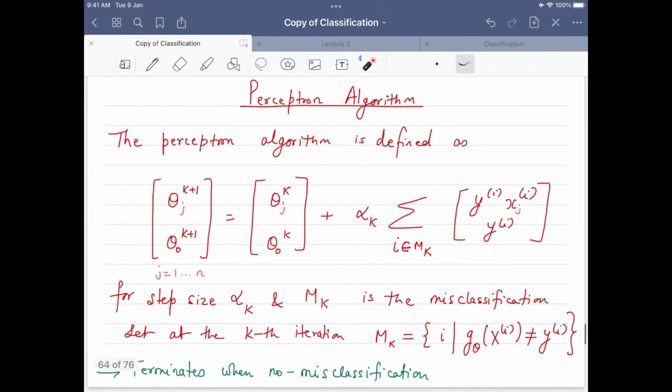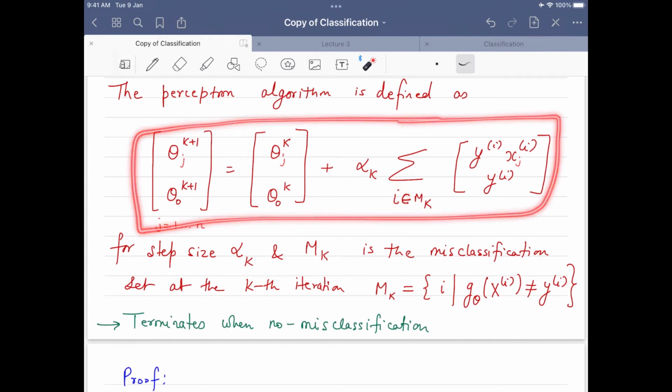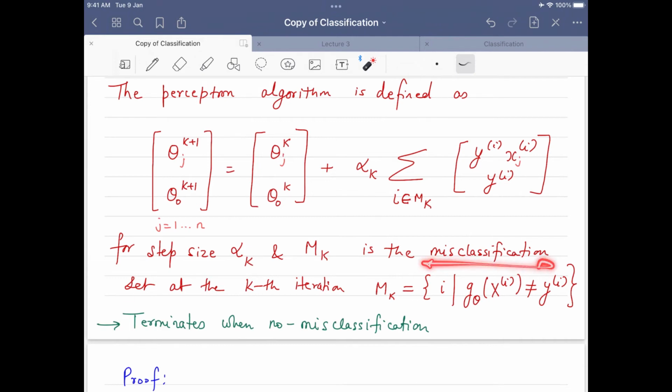The important point to be noted in this gradient descent equation is that this is the step size, or you can say learning rate, and M_k, which is over here, is the misclassified data set. So only for the samples which are misclassified will you apply this gradient descent. Note that this misclassified set is subscripted by k, where k is the iteration number. So this set will keep on changing with the iteration.